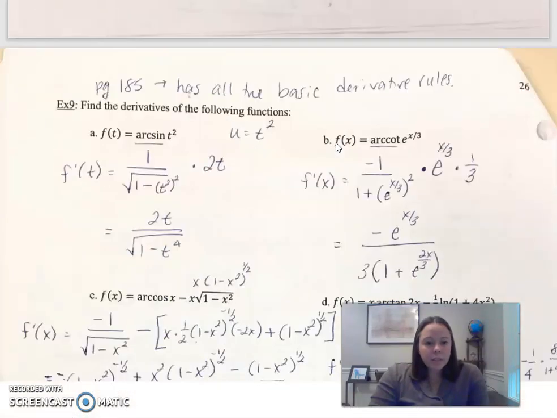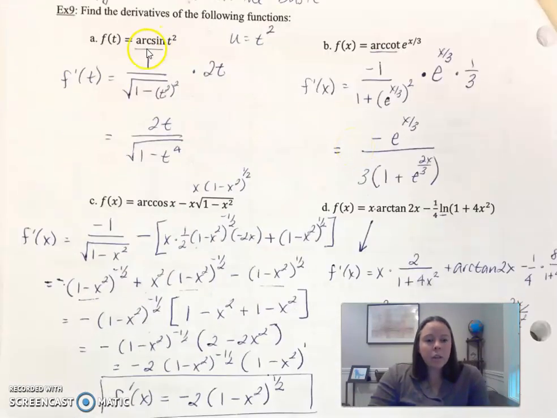So when you're doing these, the derivative of arc sine is 1 over the square root of 1 minus u squared, which is what's here, then times the derivative of the inside. That t squared turns into 2t. So then we just reduced it. Same thing over here. Arc cotangent is -1 over 1 plus u squared times the derivative of the inside. So there's your e to the x over 3. But then you have to do another chain rule, times 1/3. And then once you get the derivatives, you just maybe clean it up a little bit, but that's all.